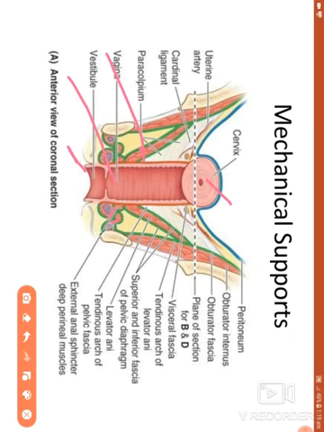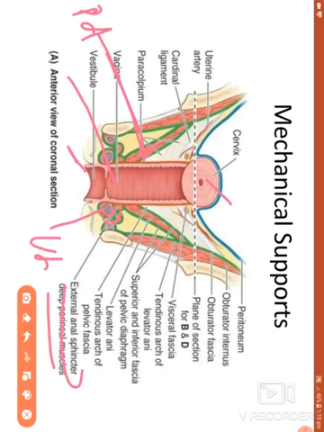So the mechanical supports you are seeing here: this is the pelvic diaphragm, formed of the levator muscles. Then there is the urogenital diaphragm, formed of the external anal sphincter and deep perineal muscles. Here we get the deep perineal pouch, that is the urogenital diaphragm.